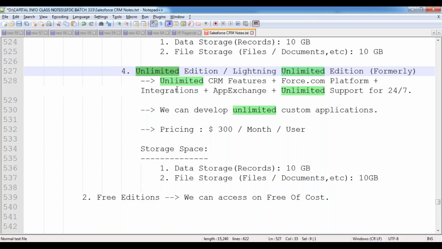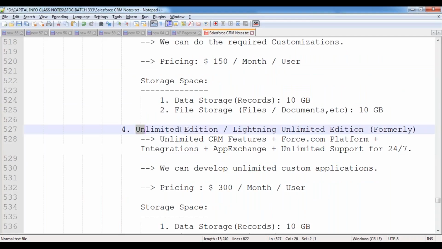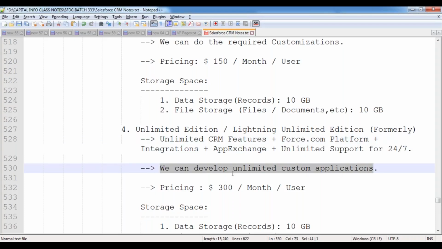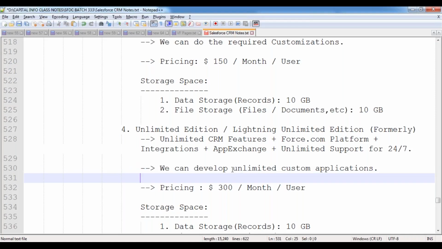Then they will ask what kind of features are there in Unlimited Edition, and what is the licensing cost. Then you can explain this. As part of Unlimited Edition, we get unlimited CRM features, the Force.com platform, integration facilities, AppExchange facilities, and unlimited support from Salesforce 24/7. We can develop n number of custom applications. All these facilities are available in Unlimited Edition. So confidently, from the interview point of view, you can say that for our current project, we are using Unlimited Edition of Salesforce.